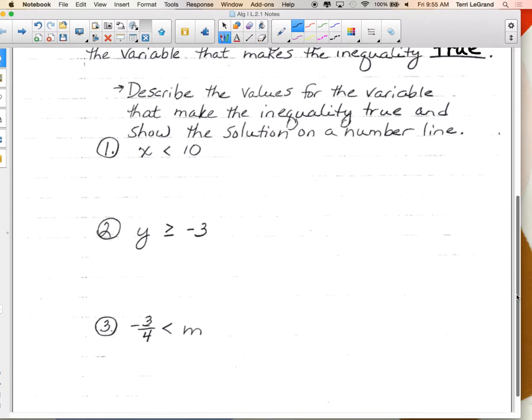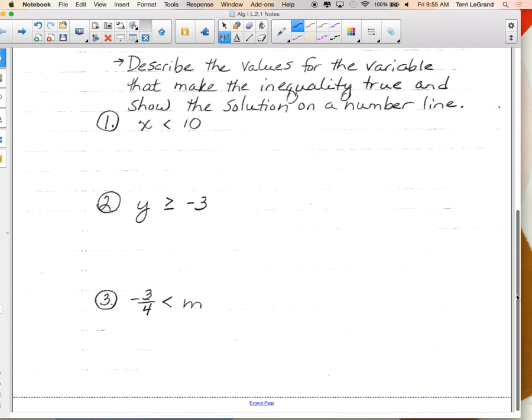Okay, so describe the values for the variable that make the inequality true and show the solution on a number line. I need you to really tune in here because I don't think you're going to want to always make such detailed number lines, right? Can we even begin to draw the whole number line and label it? No, we can't. It goes on forever in the negative direction, it goes on forever in the positive direction. So in reality, what we're getting is a snapshot of the number line. It's like if I tell you where I live in Valley City, I'm giving you just a part of Valley City, just a certain area.